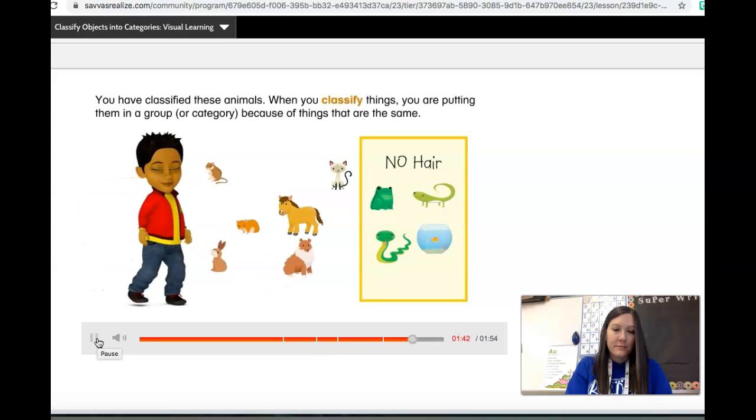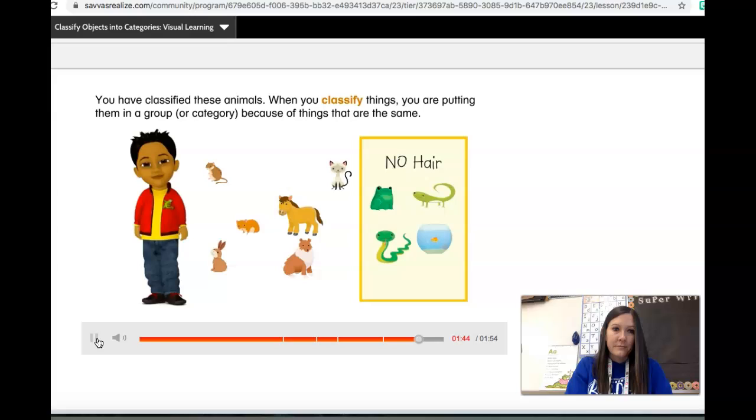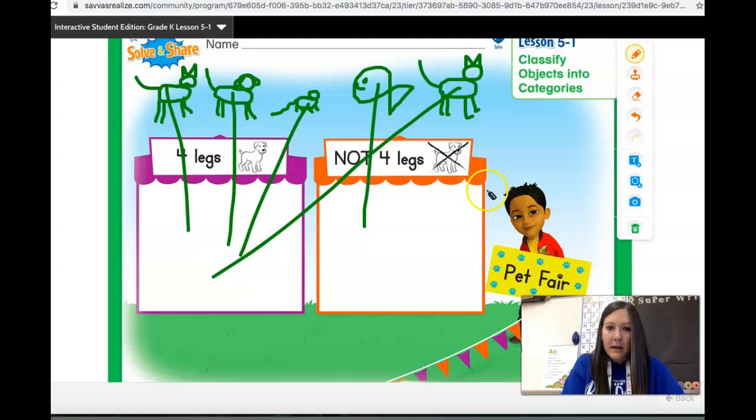You have classified these animals. When you classify things, you are putting them in a group or category because of things that are the same. Nice job classifying. Thank you, Carlos. All right, let's get right back to our work.